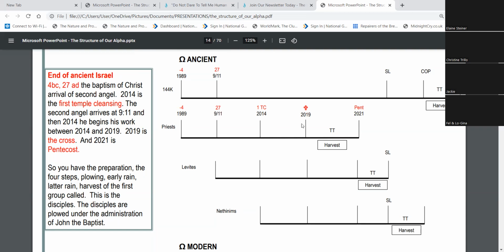And so between 2014 and 2019, and at 2019, that's the cross. In 2021, we refer to as Pentecost. So we have the preparation, the 4 steps of plowing, the early rain, the latter rain, and the harvest. The first group called, this is the disciples. The disciples are plowed under the administration of John the Baptist.